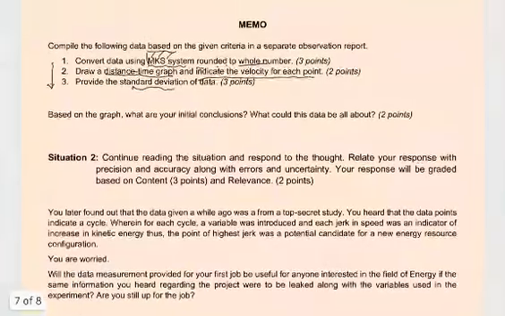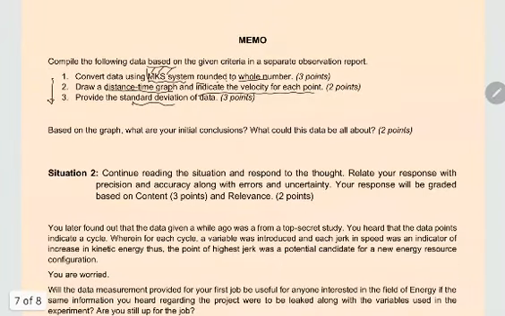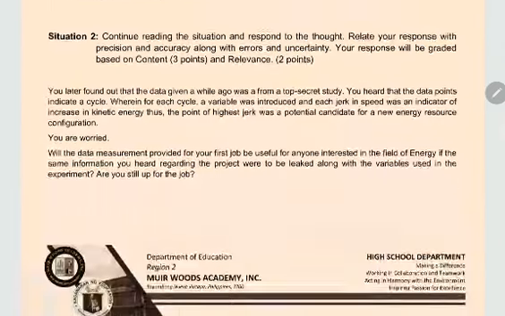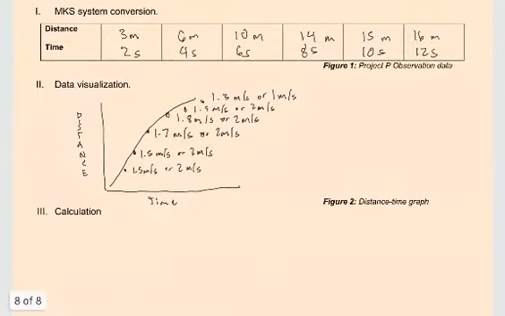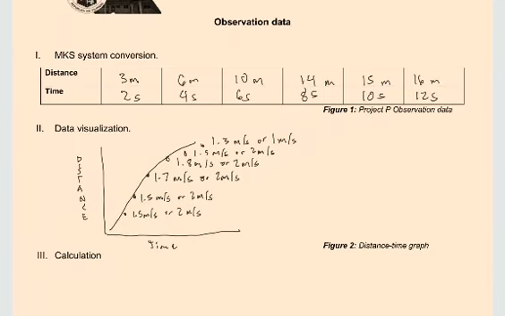Balikan natin yung next na question. Based on the graph, what are your initial conclusions and what could this data be all about? Of course, based on your inference na yan, ano sa tingin nyo yung nangyayari doon? Okay, so for data visualization, yung independent variable natin is time, while the dependent variable is distance.